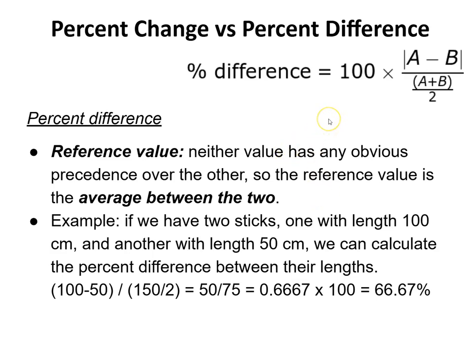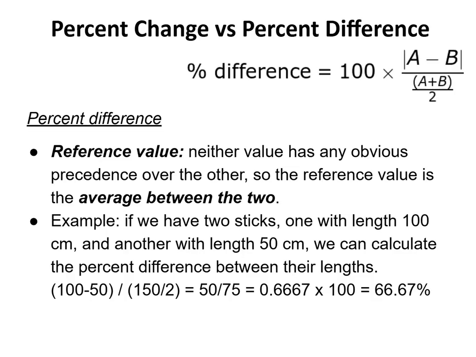We could also look at what's called percent difference. In percent difference, we don't really have a reference value to compare to because neither of the two values that we are using to calculate this has any reason to indicate one over the other. Like we don't have a new and an old value. It's like you're looking at two totally different values and then comparing those in a percent to see how different they are. So our reference value has to be calculated as the average between those two values.